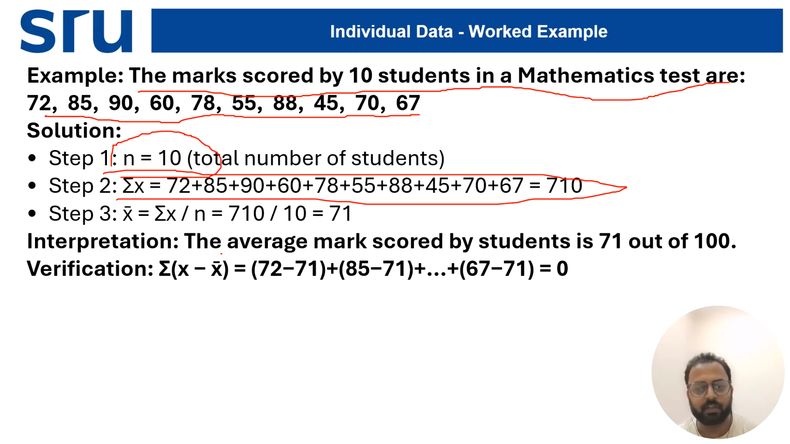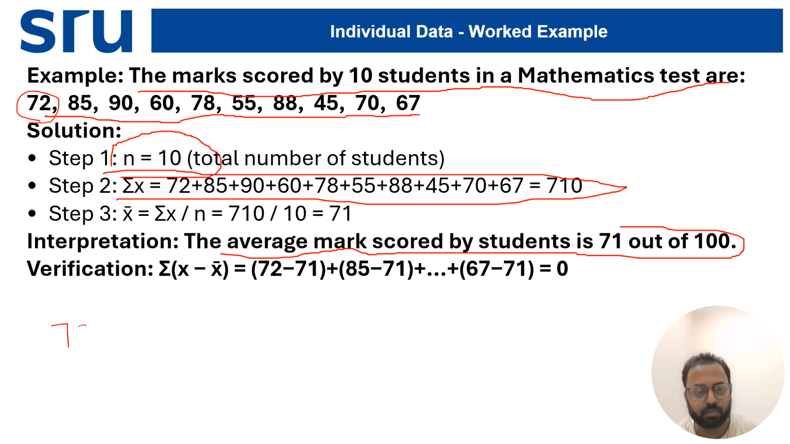So the average score of students is 71 out of 10. We can also verify the answer because the sum of all deviations is 0. So we can find deviation. Deviation means the difference of each observation from the mean.